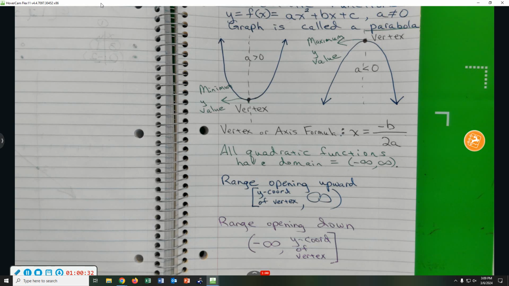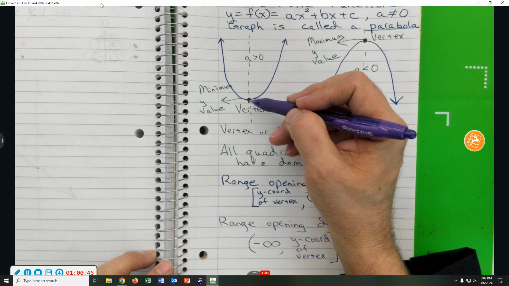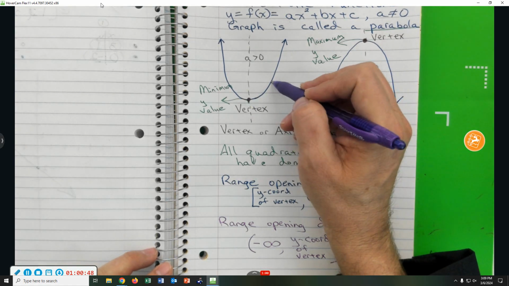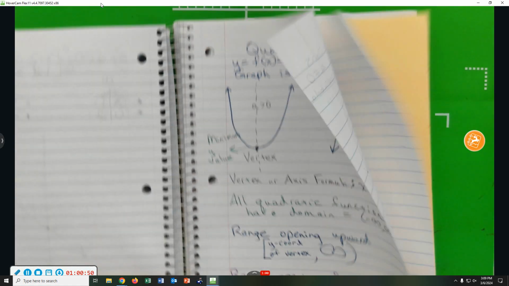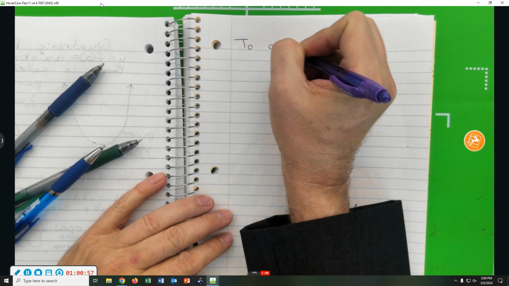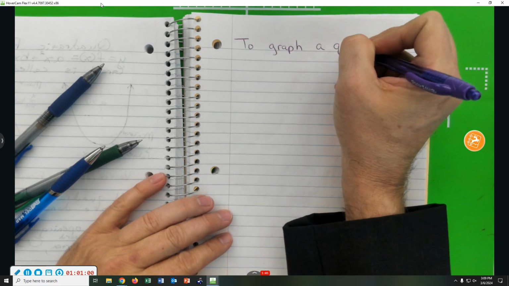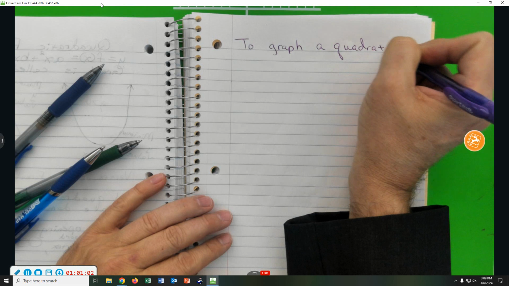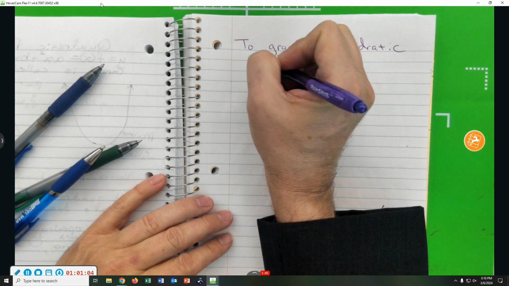To graph a parabola, I'm going to find the vertex, and then I'm going to find one additional point, and the graphing tool will take care of the symmetry. All you need is the vertex and one additional point. Let's see, I'm going to say, to graph a quadratic function, I should have said parabola, it's less writing.